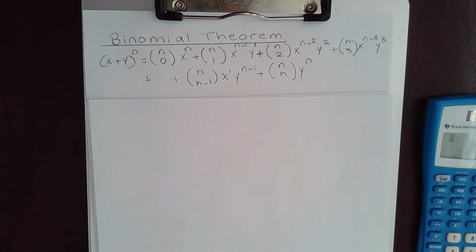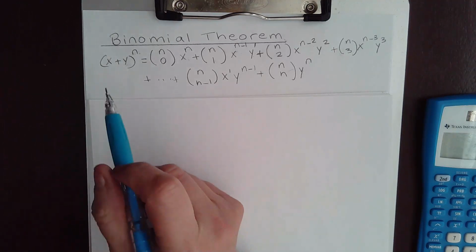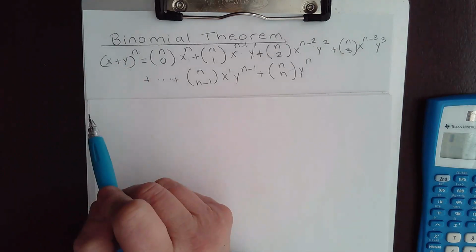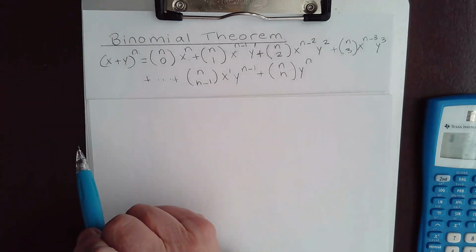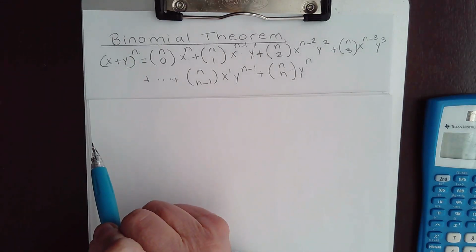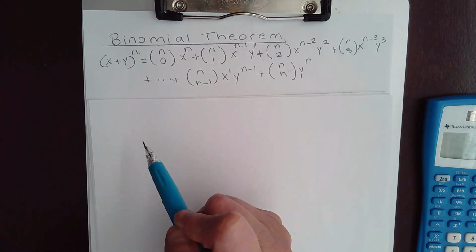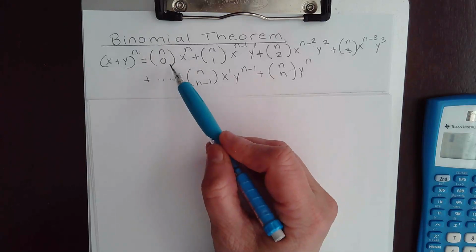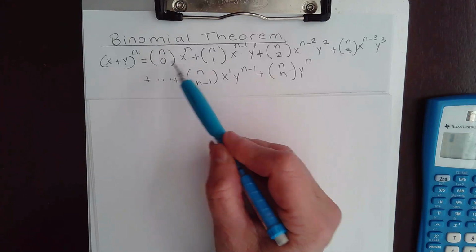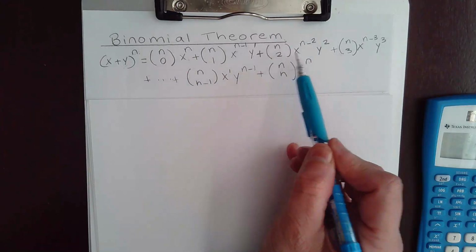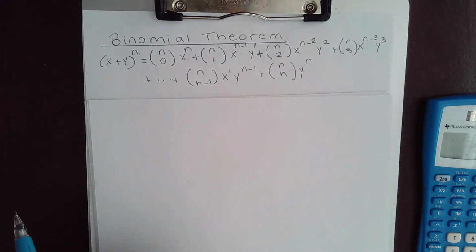Okay, hello everyone. Today I'm going to be doing the binomial theorem with combinations. So here we have a binomial, x plus y raised to the n power, and here's the binomial theorem. Please do not feel intimidated by this. It's very important for you to recognize the pattern. Here we have the combinations n choose 0, n choose 1, n choose 2, all the way to n choose n. I will talk about it in a second.